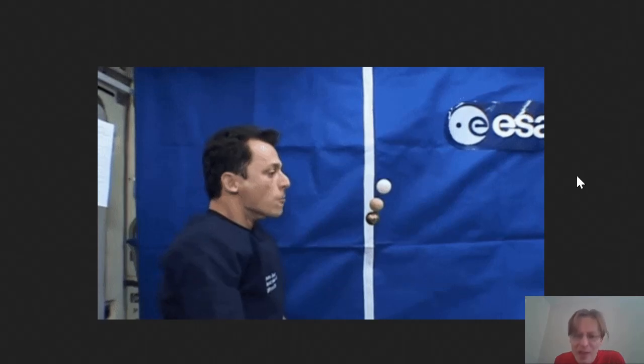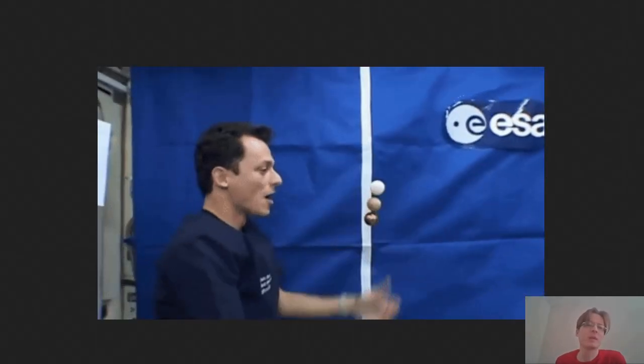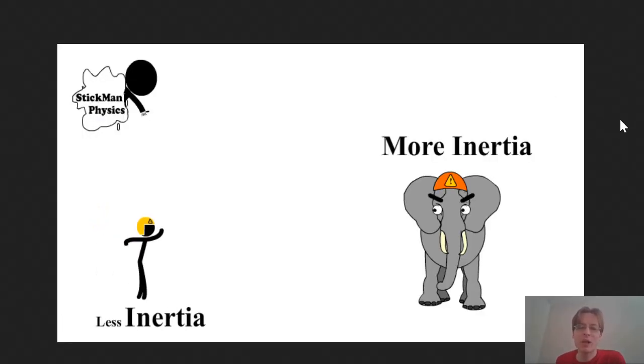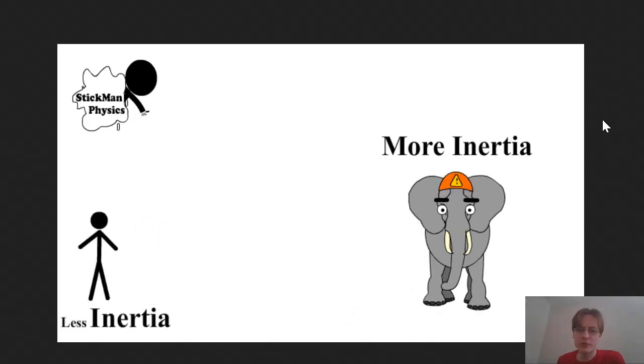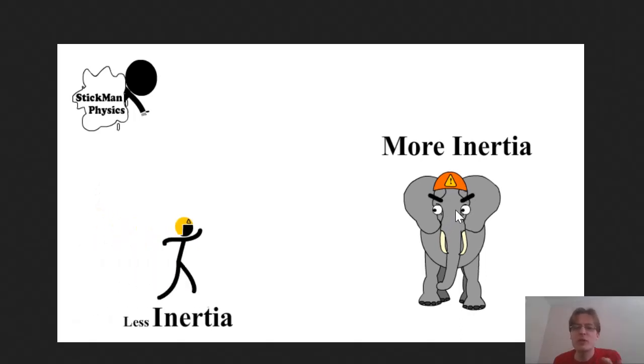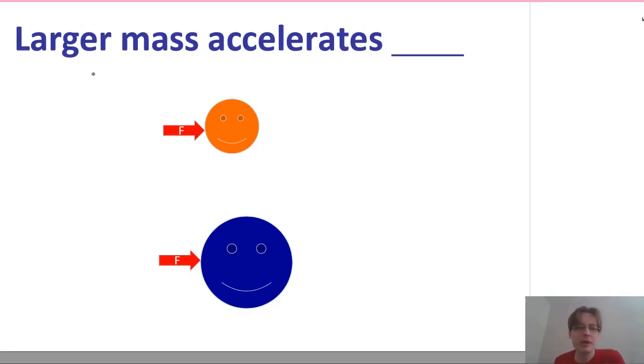This is an illustration of the fact that the more mass an object has, the less acceleration it will get when you push on it. Another example is if you try to ram into an elephant, you're going to get bowled over. The elephant hardly moves. Elephant has more mass. When you apply force to something with a huge amount of mass, it barely accelerates. Okay, so the point is larger mass accelerates less.